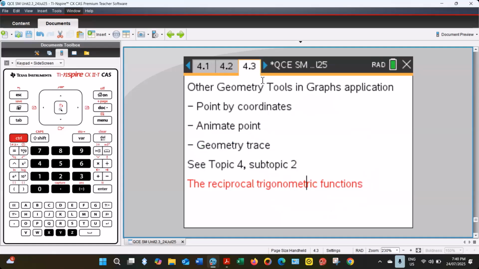Okay. Now, the other thing I wanted to do was to illustrate that these geometry tools are not just available in the geometry application, they are also available in the graphs application. And you can leverage these tools to enhance the graphing. So I'd like to show an example of using the geometry tools in the graphs application. This particular one is from topic 4, subtopic 2, which involves reciprocals of trigonometric functions. But what I want to highlight here is not the trigonometric function part of it, but rather the geometry tool part of it.